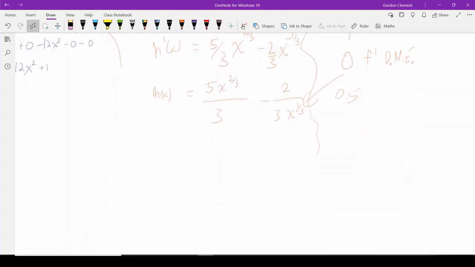Okay, so that's where the derivative doesn't exist. If I want to find where this function's 0, anyone got an idea of what algebra I can do?